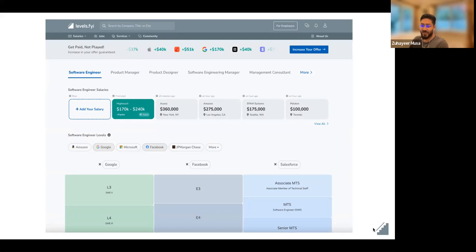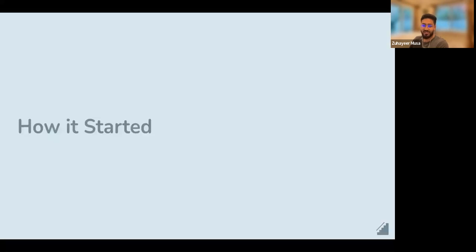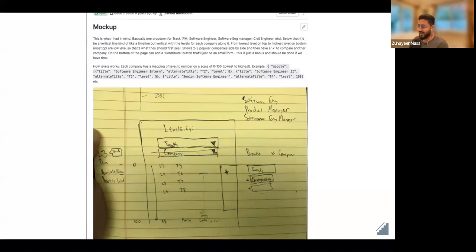The early beginnings of Levels.fyi looked like this. This is a very early rendition of a sketch that Zaheer drew up. I think the timestamp might be on there, but this was around 6 years ago. What Zaheer was trying to do was imagine a solution to the original problem that we set out to solve.